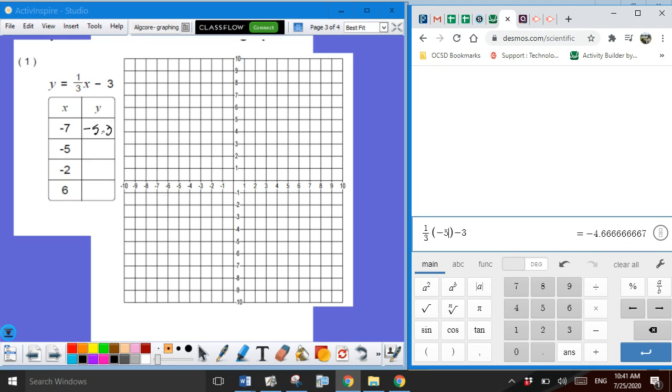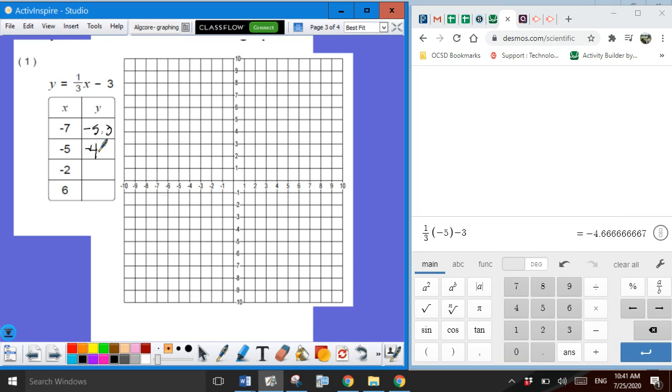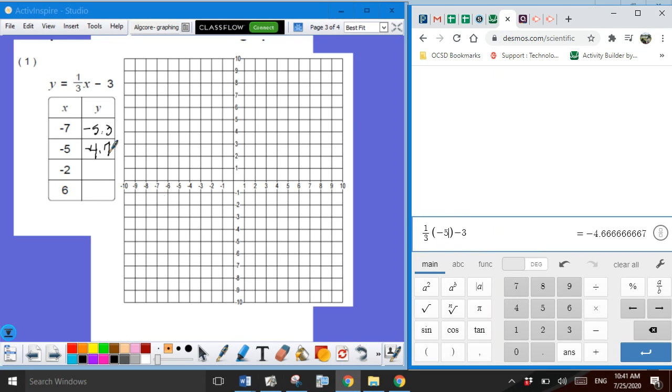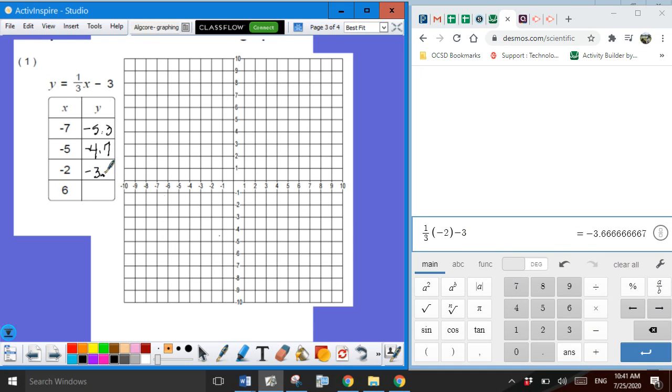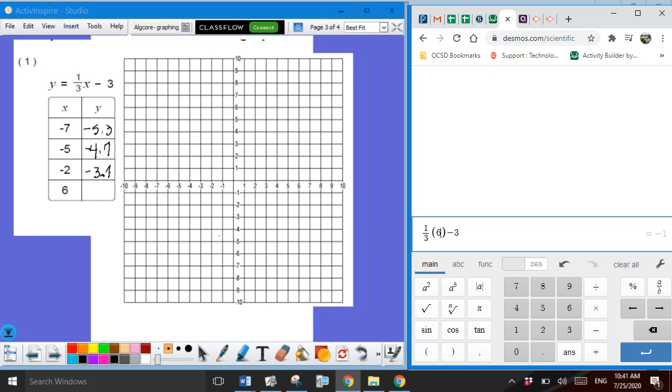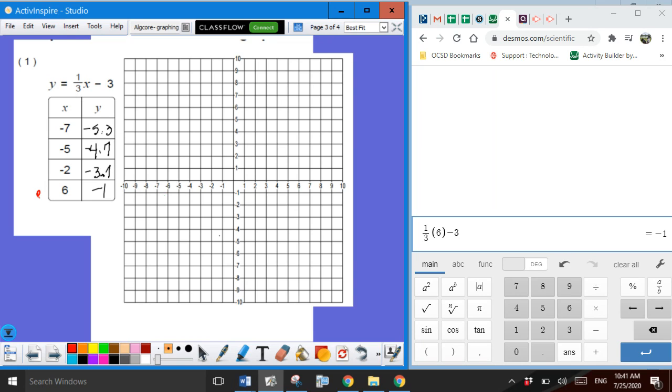Repeating. Well, let's round it off. Since the second number is a 6, that means that's going to be a 7. So -4.7. Let's change this to a -2. -3.666. So again, it's going to round up. -3.7. And if I change this to a positive 6, I come up with -1. All right, so obviously the easiest one to graph is 6, -1.